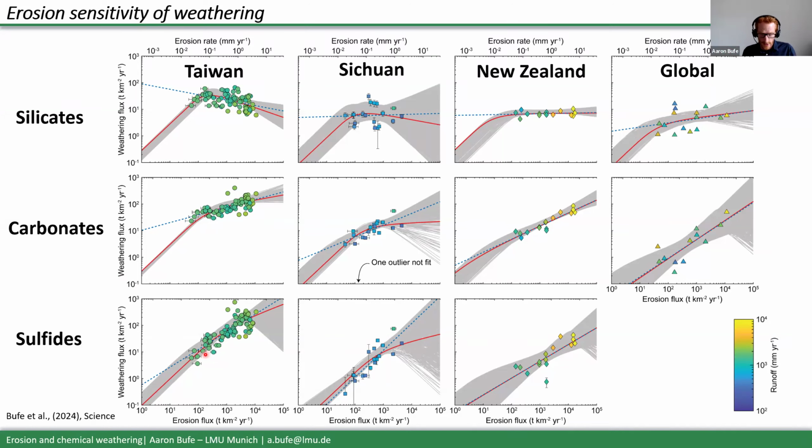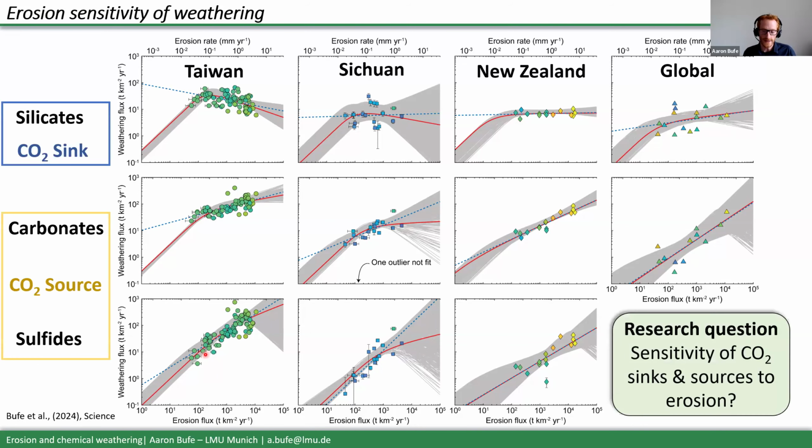Okay, so now we can go finally to our research question. What's the relative sensitivity of CO2 sinks and CO2 sources to erosion? And in this case, we have our CO2 sinks in the silicates, and the CO2 sources in the combined carbonate and sulfide weathering. And so what we can do is now essentially infer the CO2 fluxes that we get from those weathering fluxes, right? Where all the positive numbers here are CO2 release and all the negative numbers are CO2 drawdown.